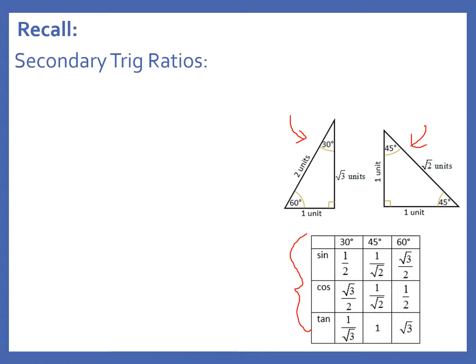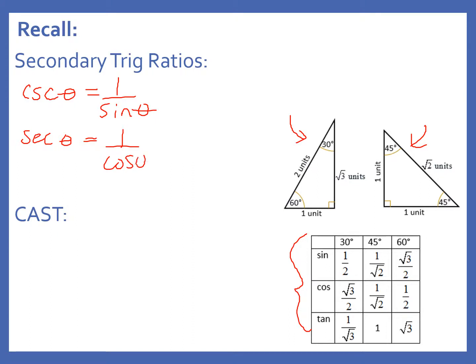Secondary trig ratios, we're going to recall. We just did one. And the CAST rule. So secondary trig ratios: we just did cosecant theta equals 1 over sine theta. Secant theta equals 1 over cos theta. And cotangent theta equals 1 over tan theta.